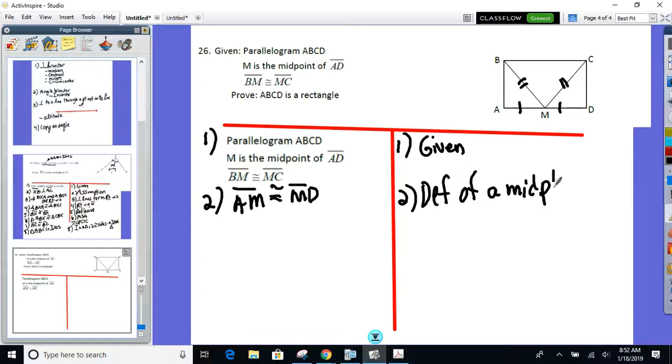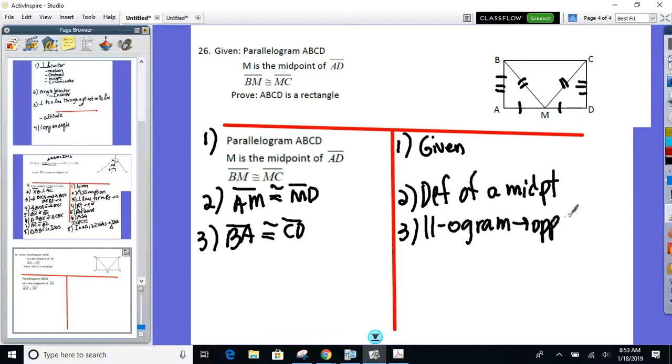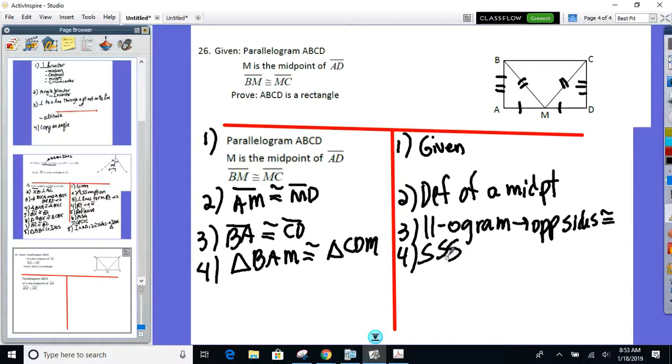What else can I say to make the triangles congruent? BA is congruent to CD, because in a parallelogram, opposite sides are congruent. So now that is plenty of information to say triangle BAM is congruent to triangle CDM. Side, side, side. Now here's where it gets a little crazy.